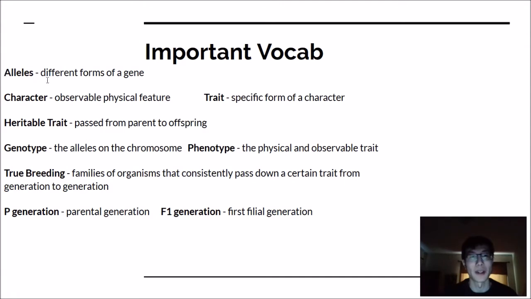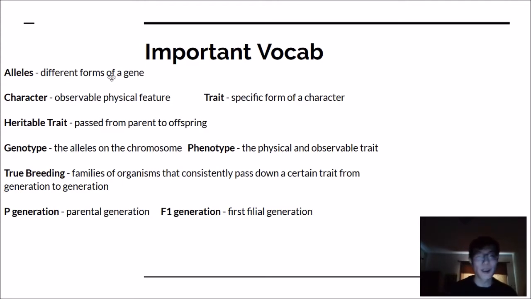We have the word allele. Allele and gene are often interchangeable, but if we're going for specifics, an allele is a type of gene, a form of a gene. Think about big A, little a. They both represent a gene, but each allele is one specific form. Big A is an allele, little a is an allele, and big A, little a both form a gene. So an allele is just a different form of a gene, but oftentimes alleles and genes are used interchangeably.